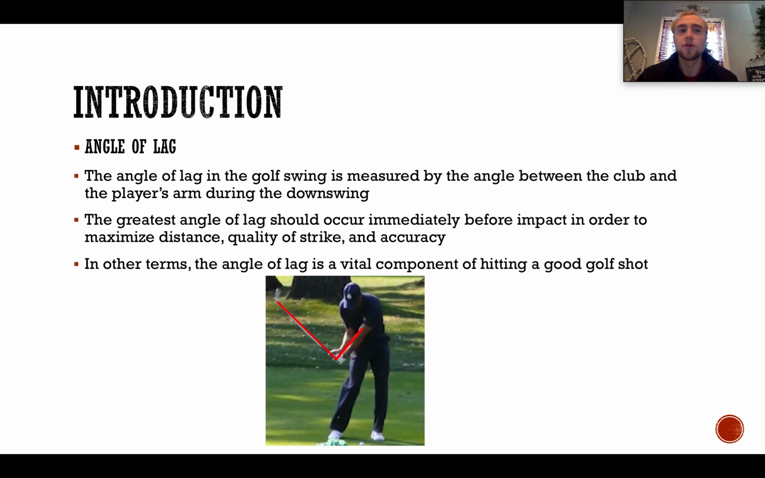So here's a little bit of an introduction first. The main variable we're going to be looking at here is the angle of lag in the two different golf swings. The angle of lag is usually measured between the club and the player's left arm during the downswing. And the greatest angle of lag should occur right before impact in order to maximize your distance, your quality of strike, and your accuracy. So, in other terms, the angle of lag in a golf swing is a vital component of being able to hit a good golf shot.